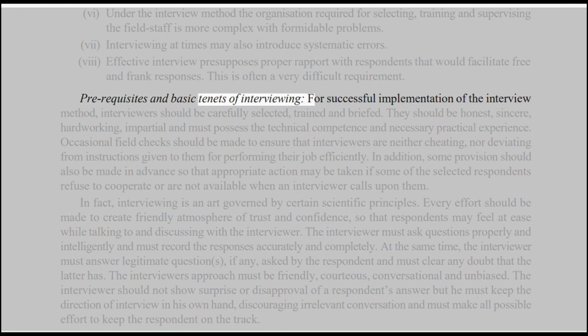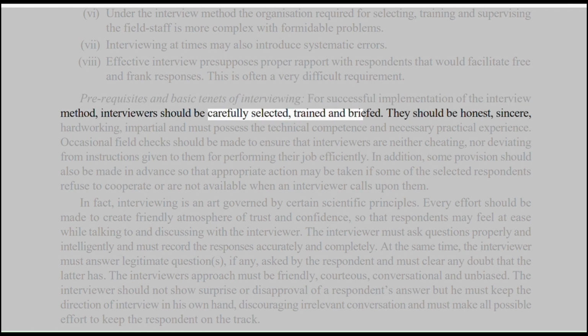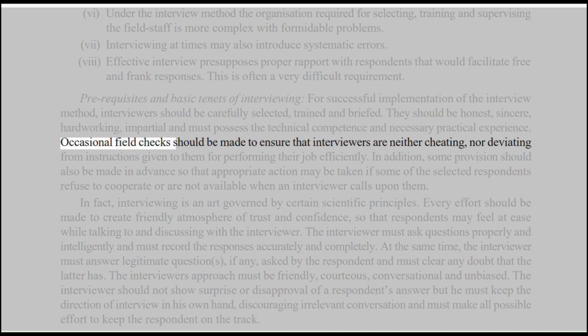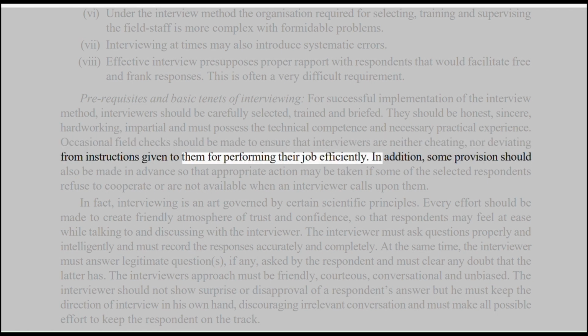Prerequisites and basic tenets of interviewing. For successful implementation of the interview method, interviewers should be carefully selected, trained and briefed. They should be honest, sincere, hard-working, impartial and must possess the technical competence and necessary practical experience. Occasional field checks should be made to ensure that interviewers are neither cheating nor deviating from instructions given to them for performing their job efficiently.